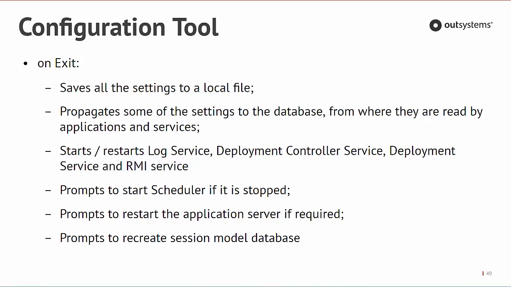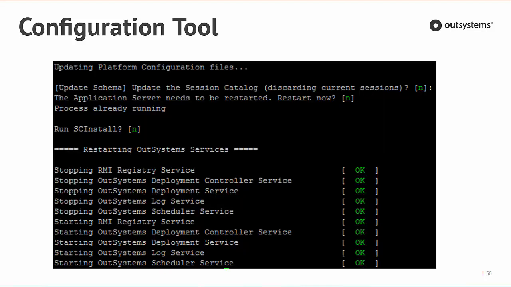And well, that's it. The rest I've explained already. And this is what it looks like once you finish running the configuration tool. It will update the platform configuration files. It will ask you if you want to update the session catalog, if you want to restart the application server, and if you want to install Service Center in this case. Okay, so SC install is Service Center, and then it will just stop the services and start them again. Make sure that everything is working using the most recent configurations.